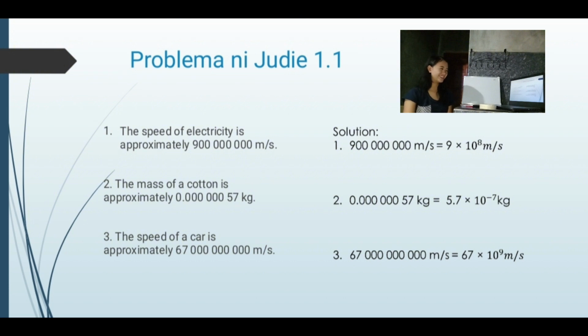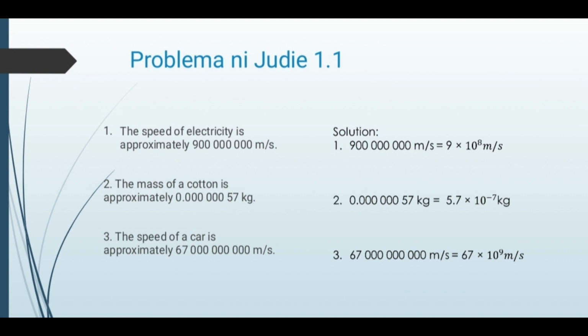Problema ni Judy 1.1. Number 1. Example. The speed of electricity is approximately 900 million meter per second. Itong scientific notation, mag-move lang kayo ng point. Katulad ng 900 million meter per second. At para maging scientific notation ito, mag-move lang tayo ng point. Magsisimula tayo sa right, papuntang left. Kung ilan ng 0, doon din muna natin i-move ang point. Kaya 8 beses tayo mag-move. At magiging 9 times 10 raised to 8 meter per second. Huwag nating kakalimutan ang unit of measurement.